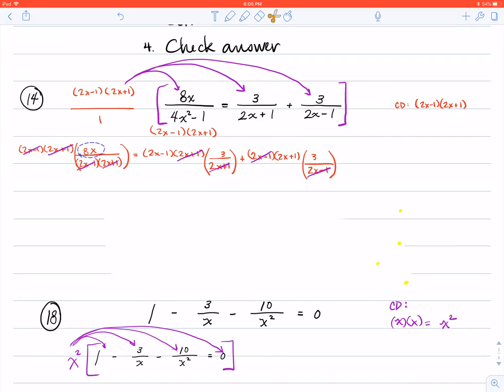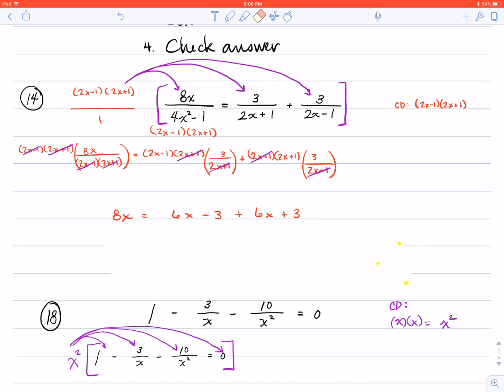The second thing that I have is a 2x minus 1 times a 3. And I'll go ahead and distribute that out. And then for the third term, I have a 2x plus 1 times a 3. Let's go ahead then and clean that up a bit. My first term becomes my 8x. After I do my distribution, my second term becomes 6x minus 3. And my third term after distribution becomes 6x plus 3.